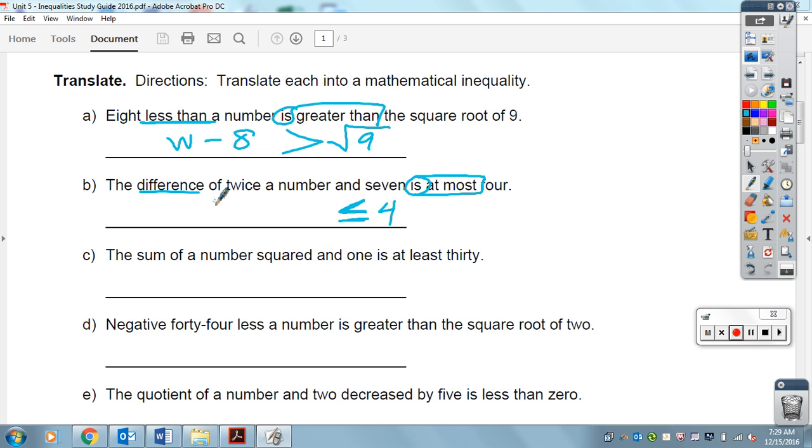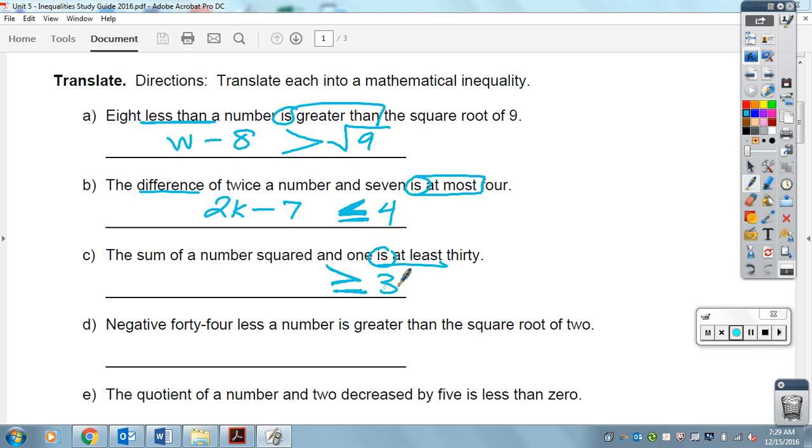This one, difference of twice a number and 7. The difference of twice a number and 7 is at most 4. Here's another one, is, but it's is at least. So don't do that. Don't be hasty and do that. Is at least means it's at least that. So it's greater than or equal to. At least, because it could be bigger, but at a minimum it's equal to.